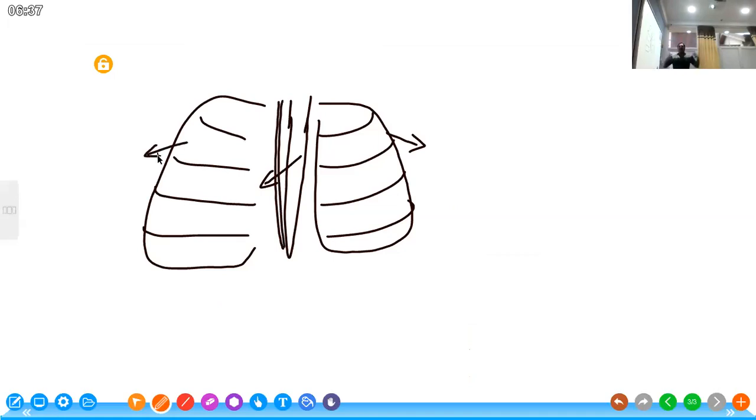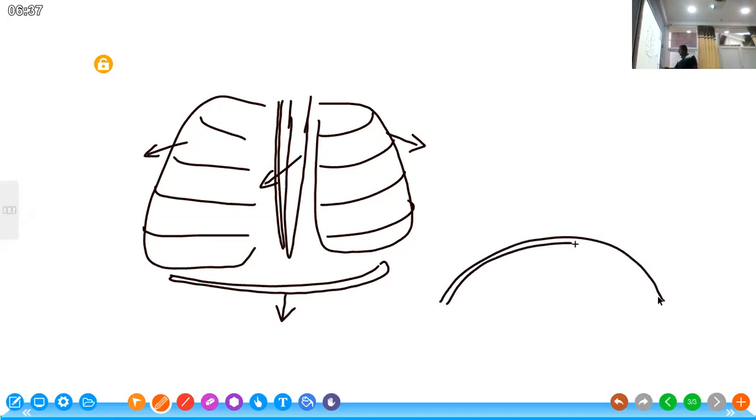The rib cage moves forward and sideways. And what happened to the diaphragm? When diaphragm muscles contract, the diaphragm moves downwards. And the curvature of the diaphragm reduces. Normally it is a curved shape. By the contraction, it moves down. Then the curvature is decreased.